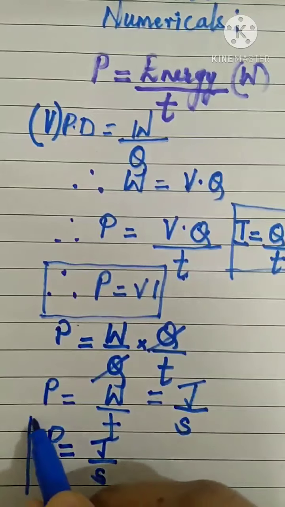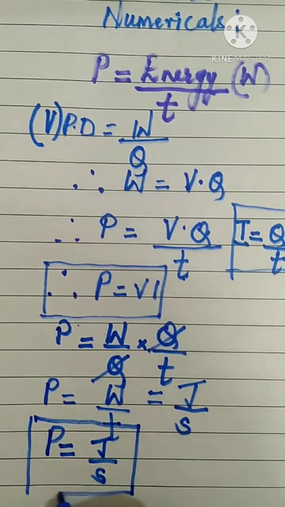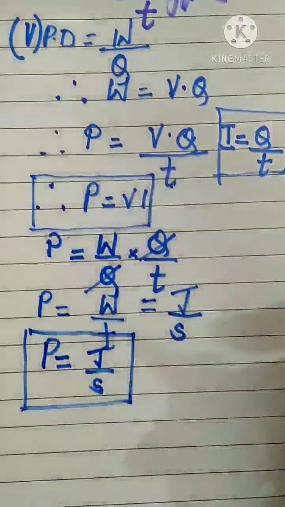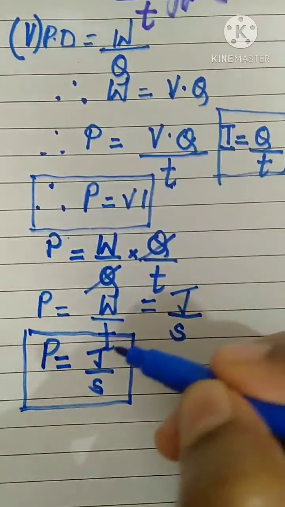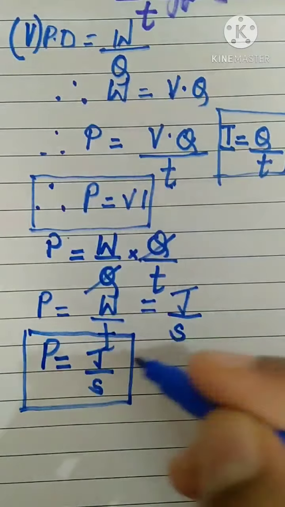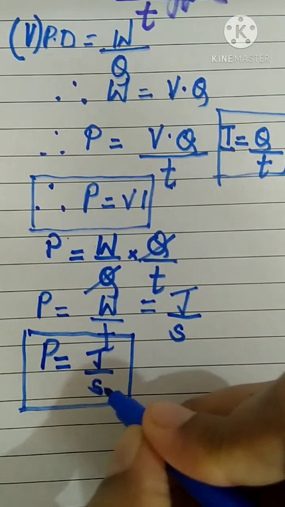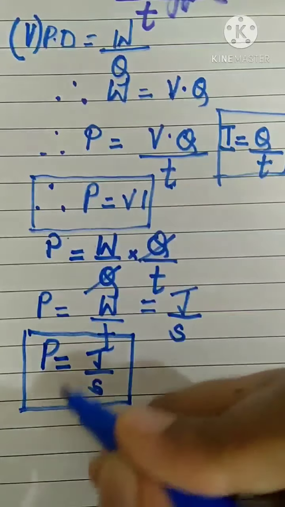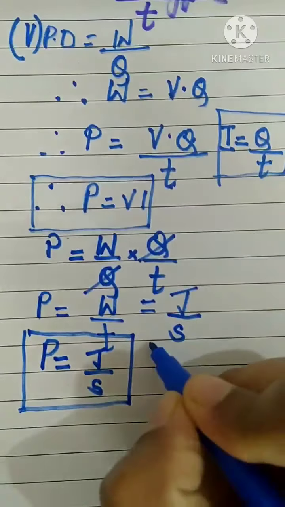What is the actual unit? Joules per second. But to honor the scientist behind this, that is the term power, James Watt, joules per second, we denote the unit as watts.